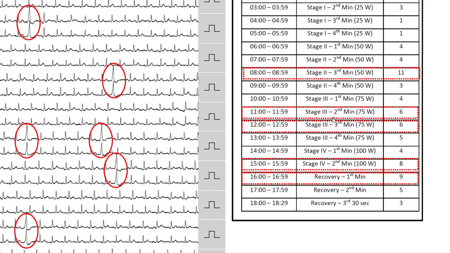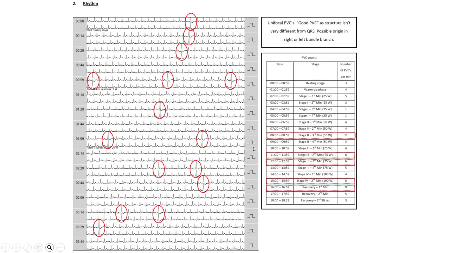This was in stage 3, the second minute, stage 3, the third minute, and also stage 4, the second minute, and then they stopped the test. And during the first minute of recovery, there were a lot of PVCs.